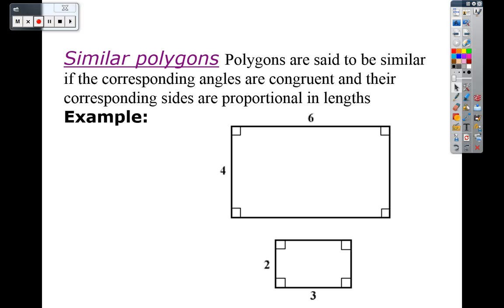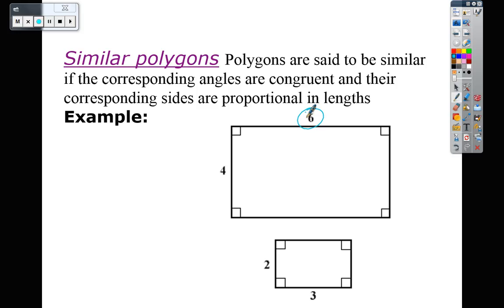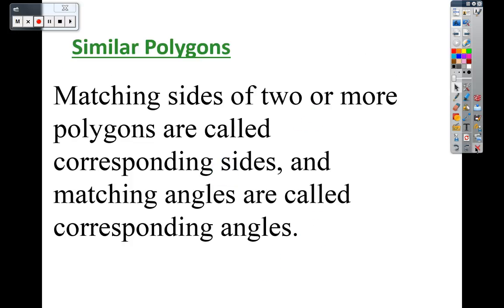So, you can see our corresponding sides. This 6 corresponds to this 3, and this 4 corresponds to 2. And they are proportional. Matching sides of two or more polygons are called corresponding sides, and matching angles are corresponding angles. So you've heard us say that a side corresponds to another, and an angle corresponds to another. It is the same leg but on a different figure, or the same angle on a different figure.